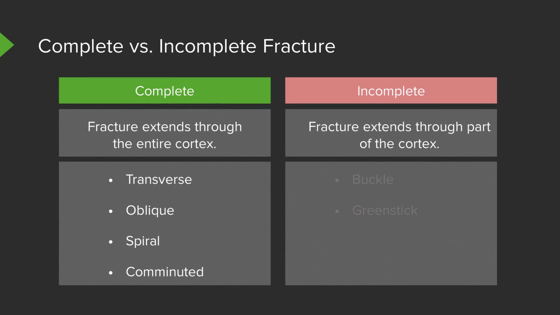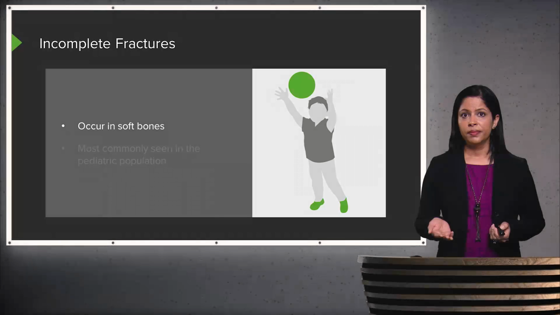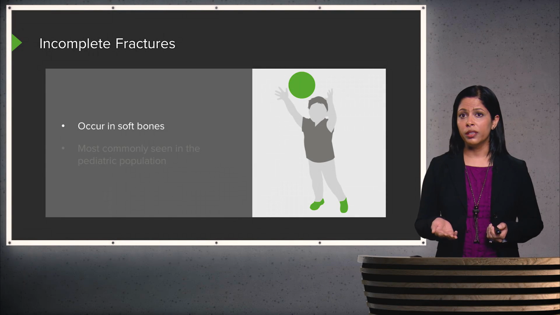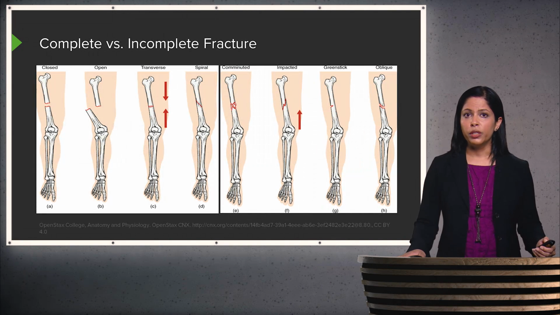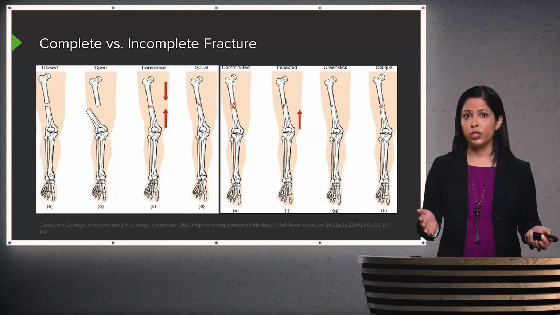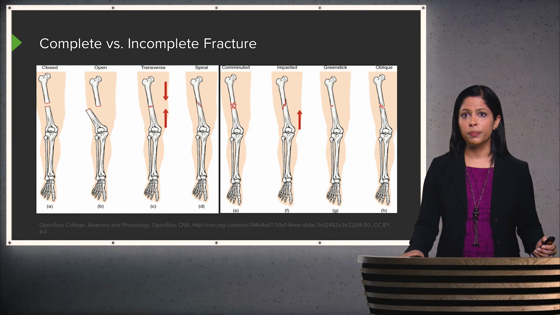An incomplete fracture is one that extends through only part of the cortex, so not all the way through, and this includes a buccal fracture or a greenstick fracture. So incomplete fractures occur in soft bones. They're most commonly seen in the pediatric population. This is an example, just an overview of all the different types of fractures and their descriptions, and we'll go into each of these in a little bit of detail. You can use this as a reference as we go through the lecture.